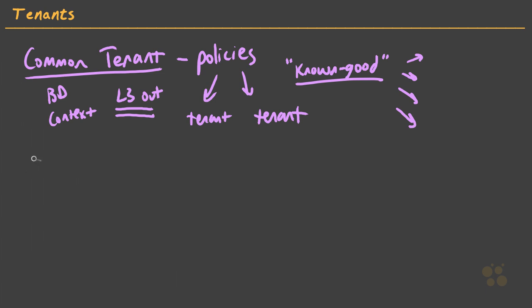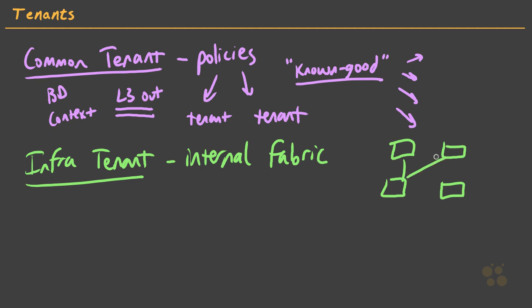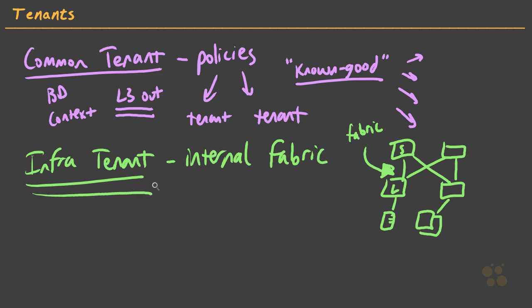The second of our 3 default tenants is the infra tenant, which stands for infrastructure tenant. Now the infra tenant is all about internal communications within the fabric. So that includes switch-to-switch communications. So we have our spines and our leaves here. Whenever we talk about fabric policies and internal fabric communications, we're talking about in here, between the spines and the leaf switches. Because our hosts are down here, our servers and our VMs, they're all down south of the leaf switches. But here's our fabric right between our leaves and our spines. So any communication that happens within this space belongs to the infrastructure tenant.